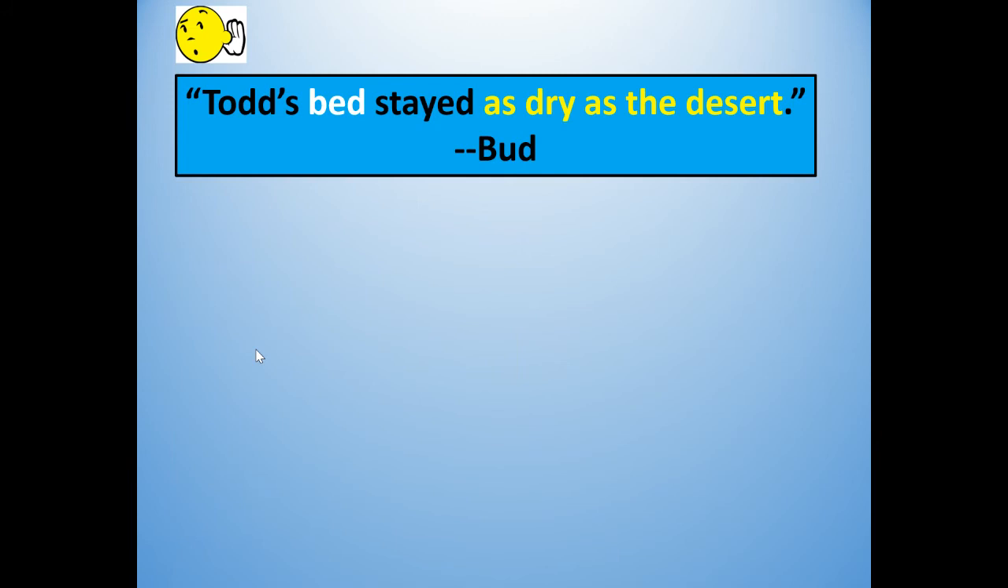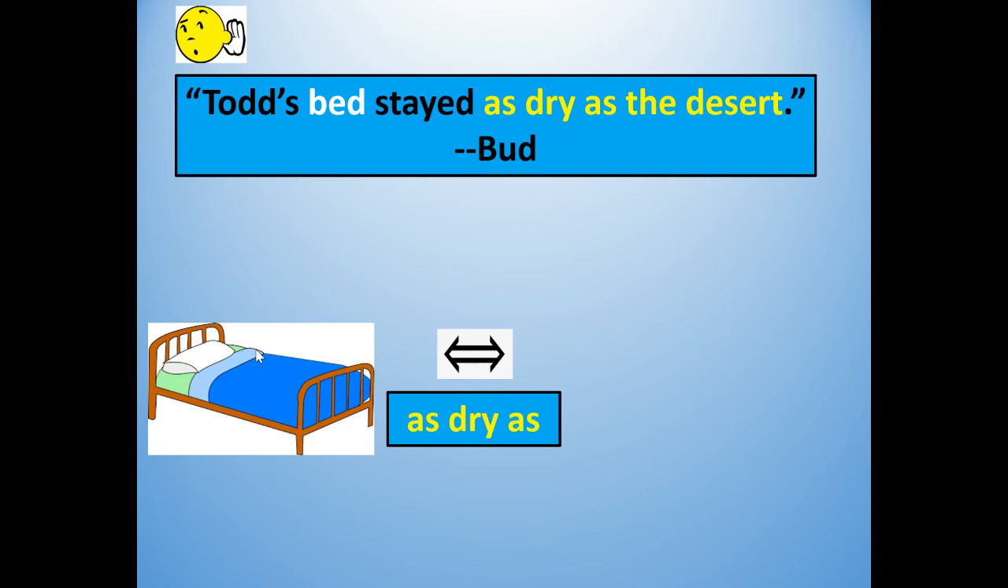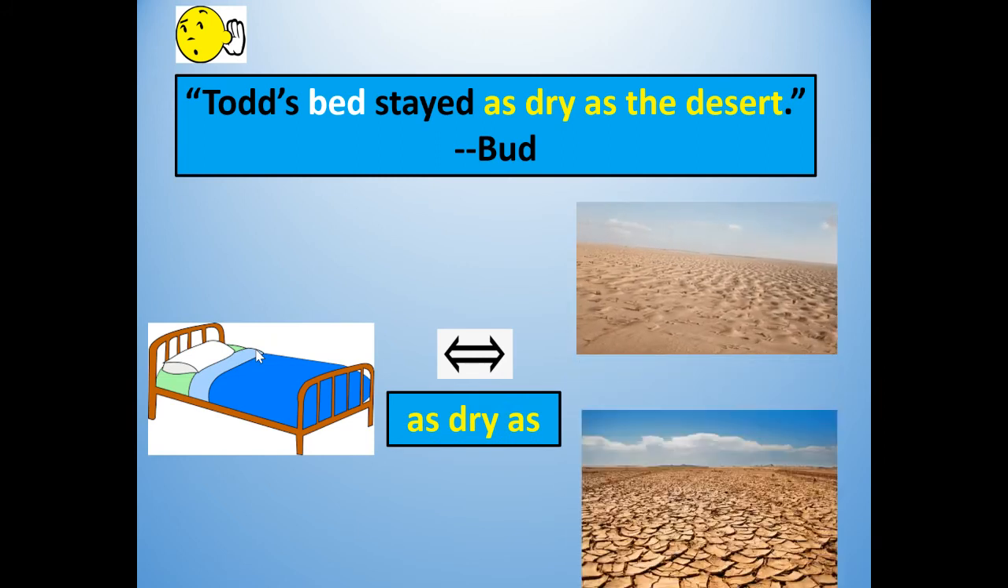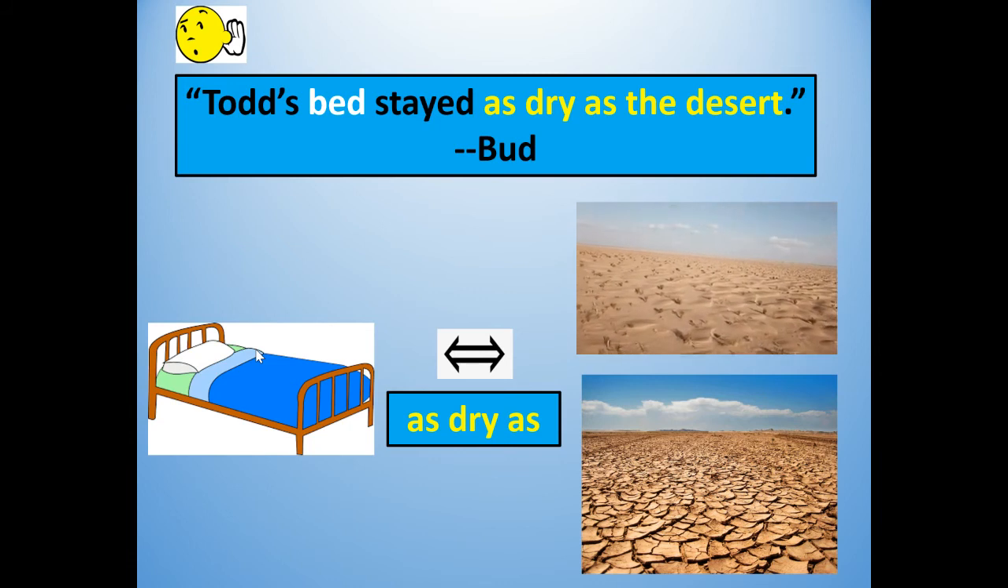Listen again. Todd's bed stayed as dry as the desert. So in this figurative language, a simile, he's comparing the bed is as dry as what? The desert. Is the bed a literal desert? No. That's why this is figurative language.